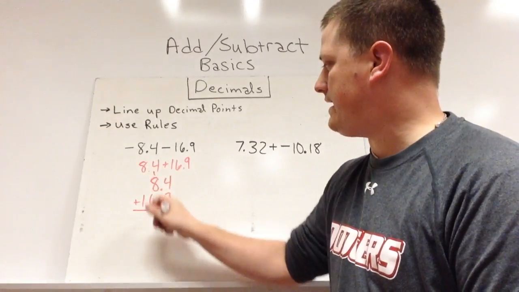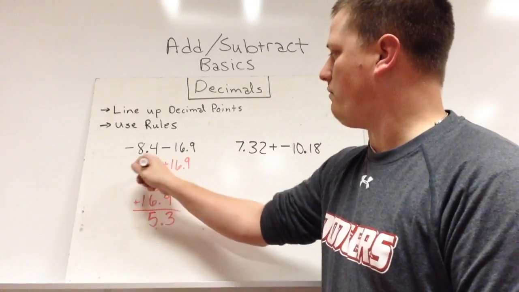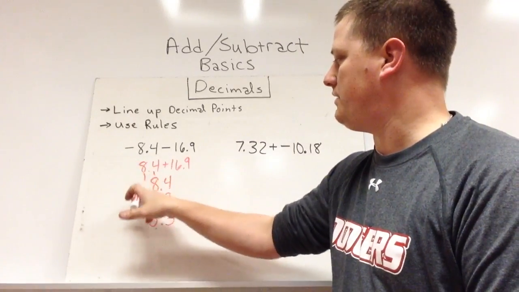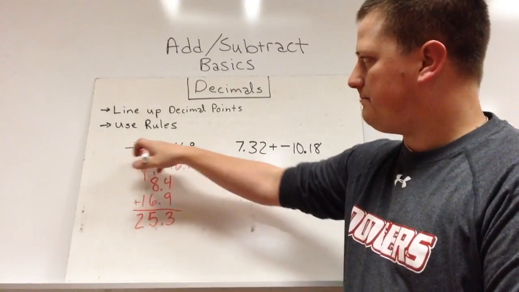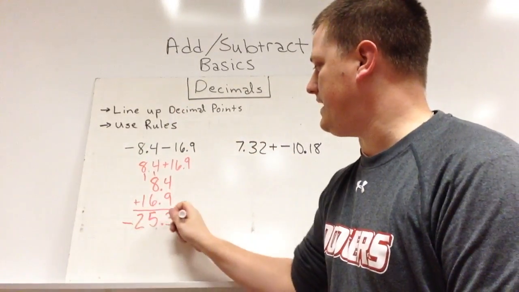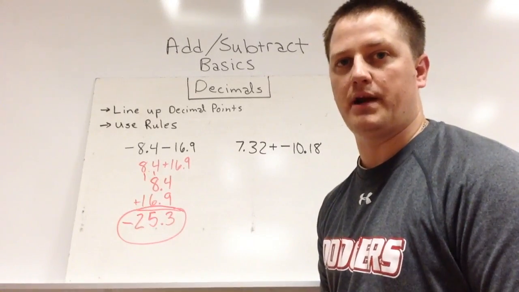1 and 8 make 9. 9 plus 6 makes 15. Again, that 1 has to come up here because it's now a 10's place. 1 and 1 make 2. So this is 25.3, but based off of our rules, negative and negative means this is going to be a negative answer based off of rule number 3, which is what it represents.